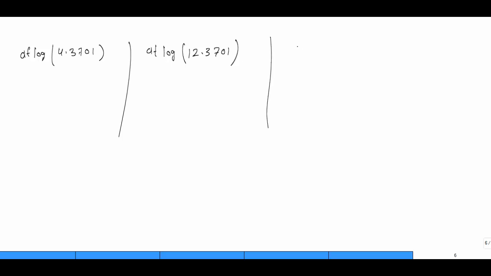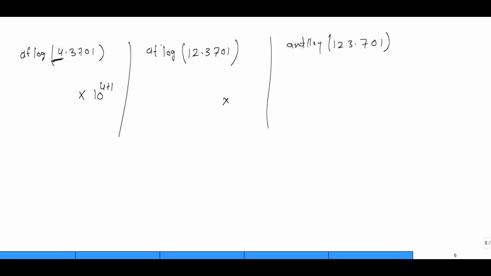Suppose we have to find the antilog of 4.3701. We have another question, the antilog of 12.3701. I have another part, the antilog of 123.701. Okay, see here, for all these cases the first thing we decide is what the characteristic is. Here it is 4, so the characteristic 4 means 10 raised to the power 4 plus 1.